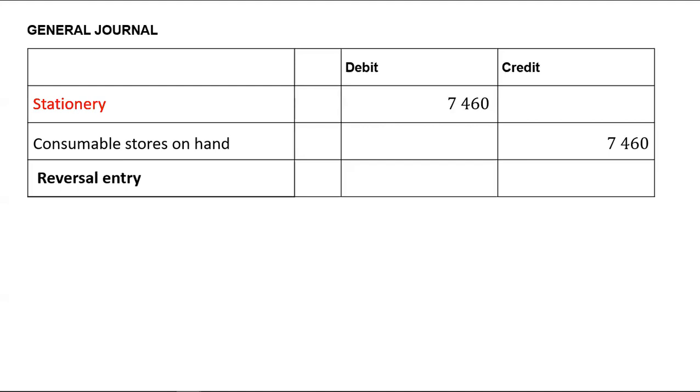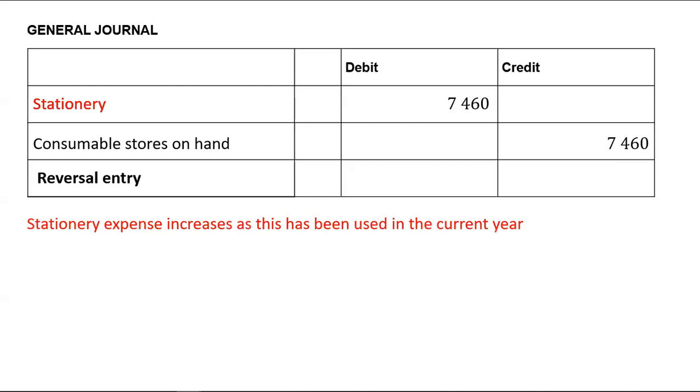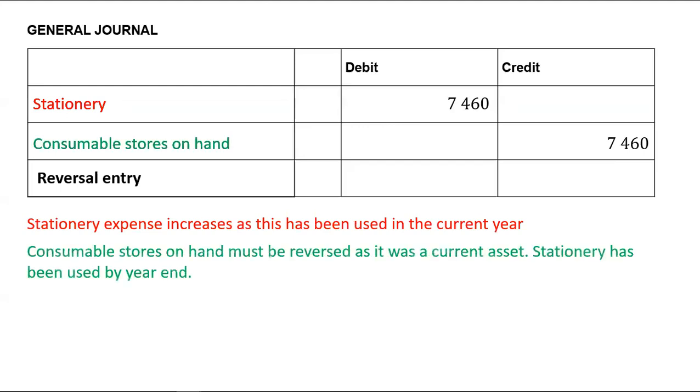Because the first thing that we needed to do was to reverse last year's consumable stores, which was consumable stores that were on hand last year, which was simply a current asset. And remember, as you use an asset, you should expense it. Now I can start with my adjustments.